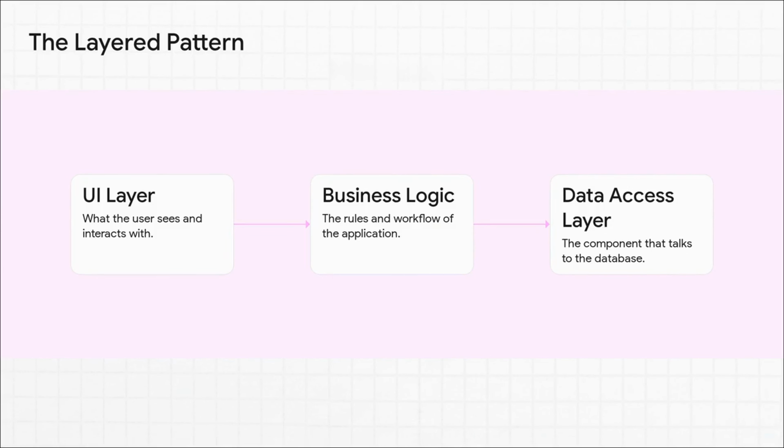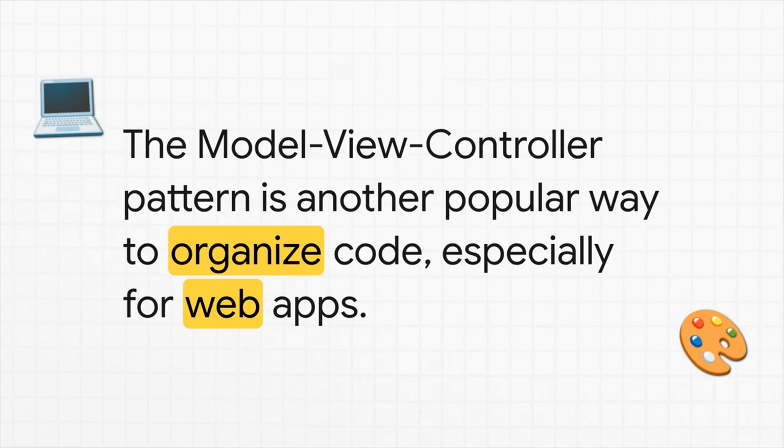And the layered pattern does exactly that. Think of it like slicing a cake horizontally into distinct layers. You've got the UI layer on top, that's everything the user sees and interacts with. In the middle is the business logic layer. That's the brains of the operation, all the rules for making a booking. And at the bottom, the data access layer, whose only job is to talk to the database. Now, each part can be worked on independently. So much cleaner.